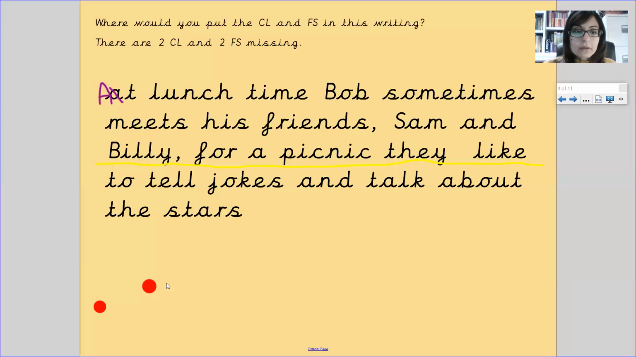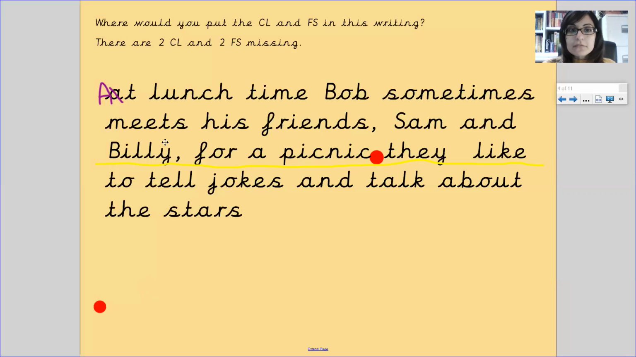Right, pick up your capital letter, a full stop even. At lunchtime, Bob sometimes meets his friends Sam and Billy for a picnic. Let's see if this works. At lunchtime, Bob sometimes meets his friends Sam and Billy for a picnic. They like to tell jokes and talk about the stars.